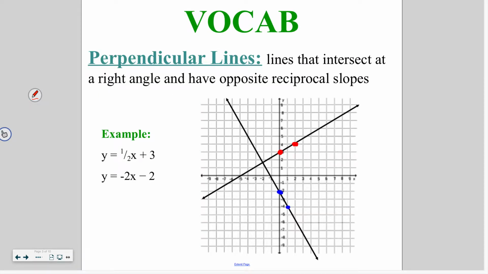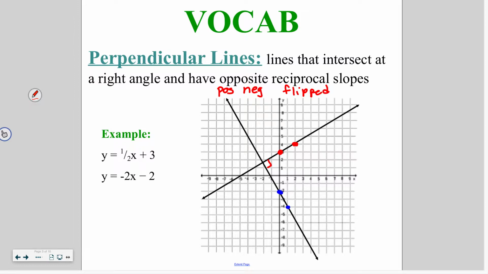When we're talking about perpendicular lines, we're talking about lines that intersect at a right angle and have opposite reciprocal slopes. So notice these two lines run into each other at a 90-degree angle. When we're talking about opposites, we mean positive and negative. So one slope is going to be positive and one is going to be negative. When we're talking about reciprocal, that means the fractions have been flipped over.